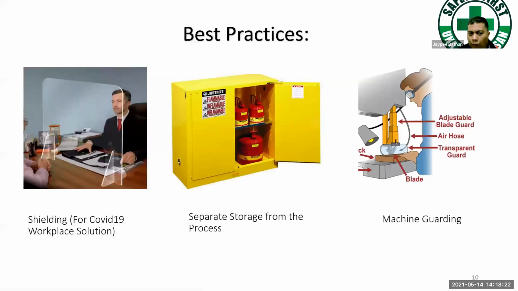We have samples for our engineering control. Nowadays, we use shielding in the office and canteen for protection from health hazards, especially in COVID-19 workplace solutions. Then separate storage from the process, for our chemicals and cleaning agents. They have some storage devices. And machine guarding: when we have machines in our workplace, they need to be guarded so that no safety hazard is involved in that process.